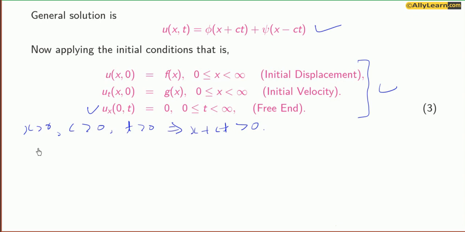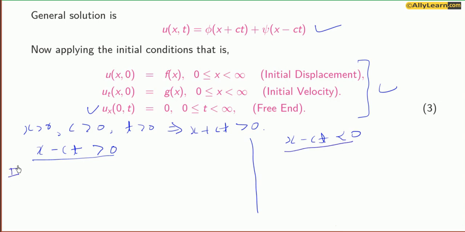Now when we consider x minus ct, regarding this we are not sure. This may be positive or negative. So on this basis, whether x minus ct is positive or negative, we will be dividing our proof into two parts. This will be the first case, in which x minus ct is positive.